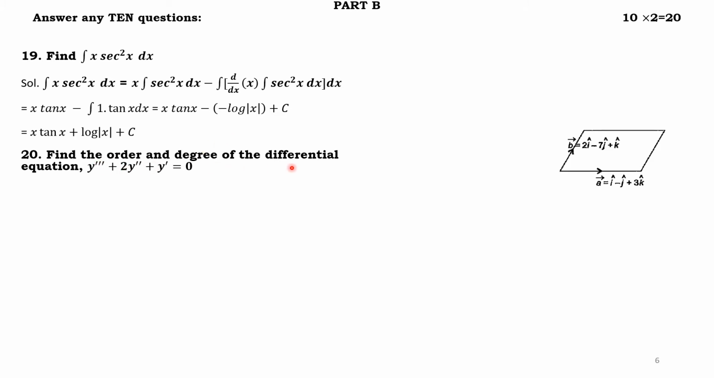Find the order and degree of the differential equation y triple dash plus 2y dash plus y dash equal to 0. We have to find the order. Here you know the highest derivative is y triple dash. So the highest order is 3 here and its power is 1. So the highest order derivative is y triple dash, which is 3. So its order is 3 and its degree is 1.